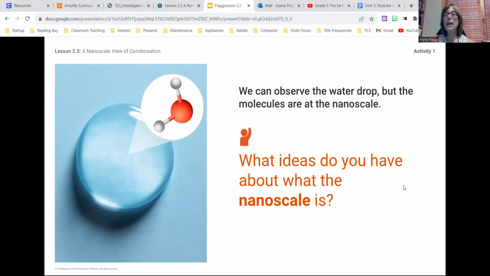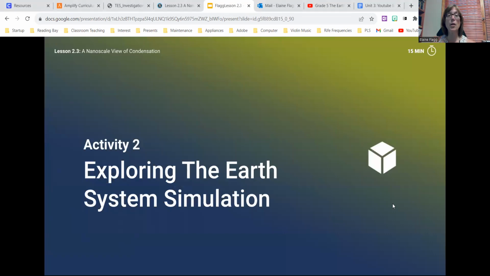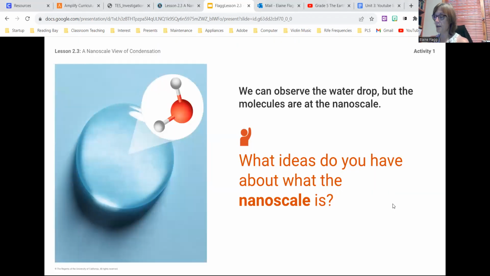So, what ideas do you have about what nanoscale is? Well, very, very small, a way of seeing it at a small scale. So, the water drop is something you can see or observe, but the individual molecules are at the nanoscale. All right, so from now on, we will be thinking about what is happening at the observable scale, which we can see, and what is happening with molecules at a nanoscale, which is too small to observe the activity.